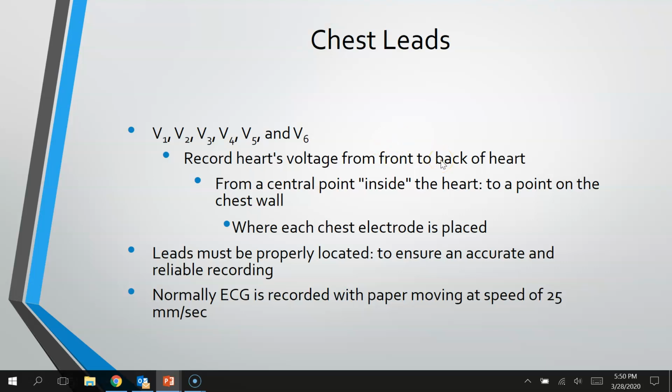V1 through 6 are going to be our chest leads, and it actually is measuring the heart's voltage from the front to the back of the heart. So we need to make sure that they are placed accurately to get a good, reliable reading.